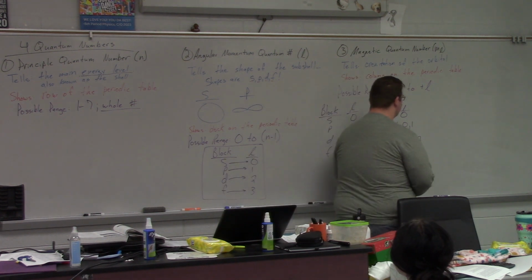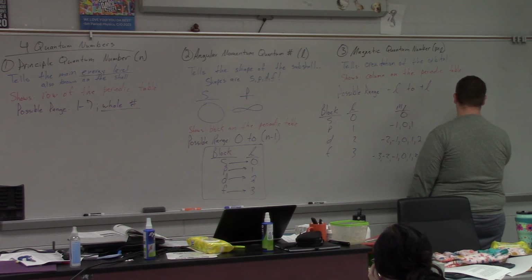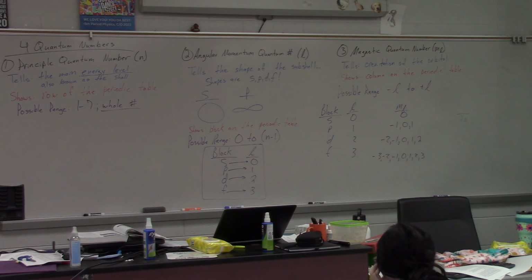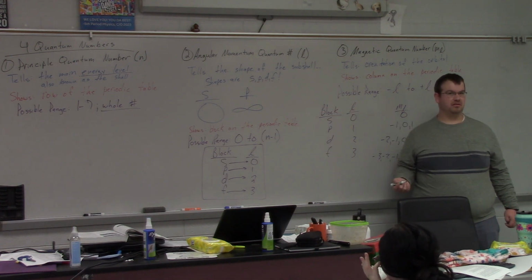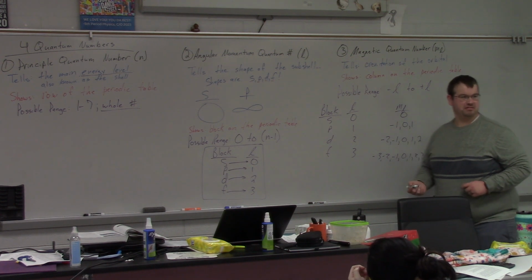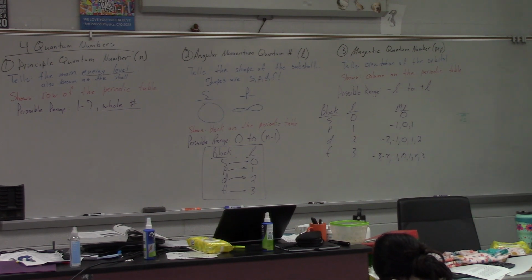Whenever you guys were doing these, we looked at it. So let's say we had the 2s. The magnetic quantum number is all about orientation. Do you remember seeing the image that Kenzie walked around with? They all had different orientations to it. That's what this is. S is a sphere. Doesn't matter how you change the orientation, it's just a sphere. So that's a 0 orientation.